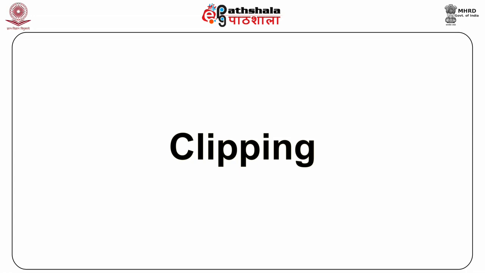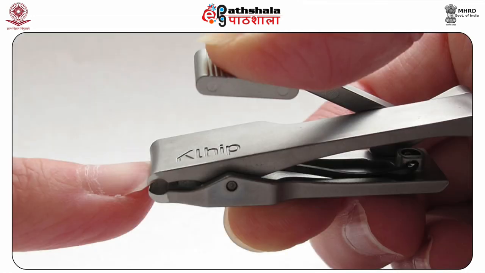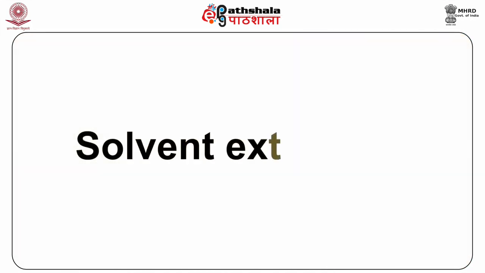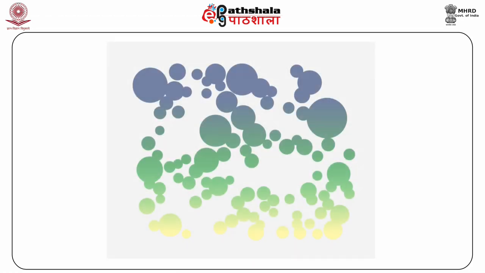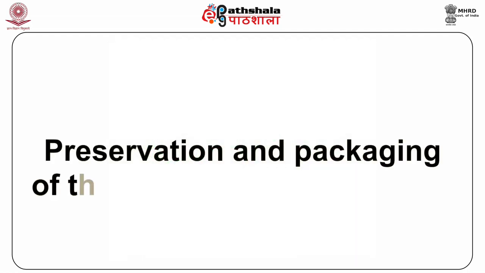Clipping. Nail clipping is used to recover the trace evidence from fingernails. The fingernails are clipped using clean scissors or clippers and then packed in clean paper. Fingernails can also be scraped for obtaining the evidence from under the fingernails. Solvent extraction. In certain cases that involve grease or oil, the solvent extraction method is used to collect the evidence.